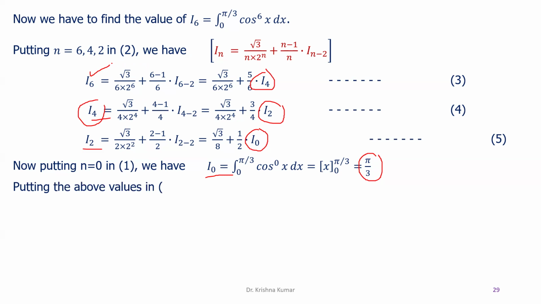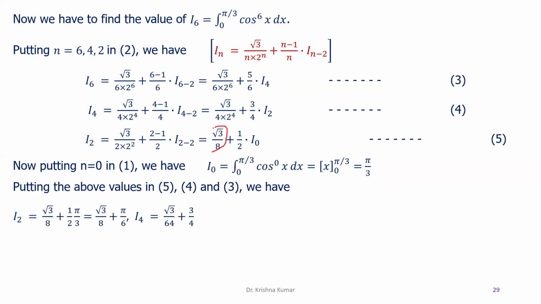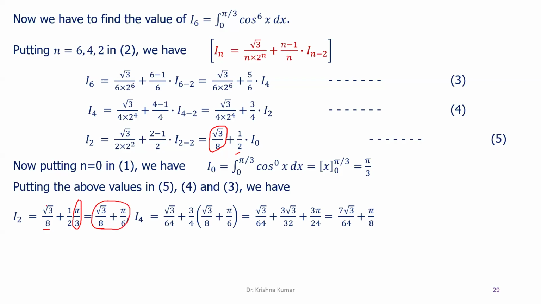Putting the above values in equation number 5, 4 and 3, we have I2 is equal to, what is the value of I2? It is root 3 upon 8 plus 1 by 2 into I0. Root 3 upon 8, 1 upon 2, I0 is nothing but pi by 3. So this will become root 3 upon 8 plus pi by 6. This is the value of I2. Then let us put the value of I2 in equation number 4.